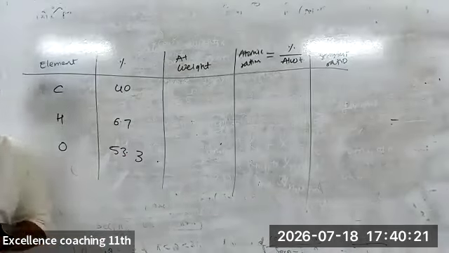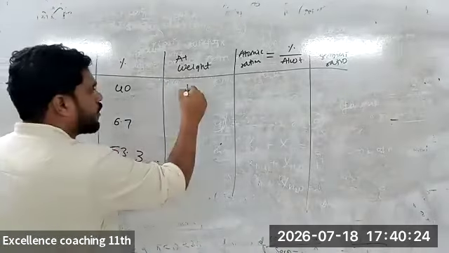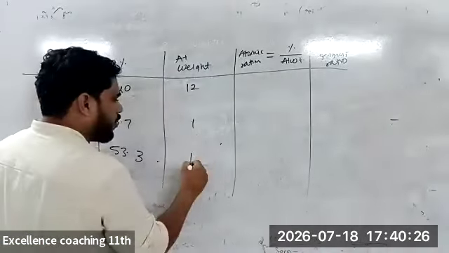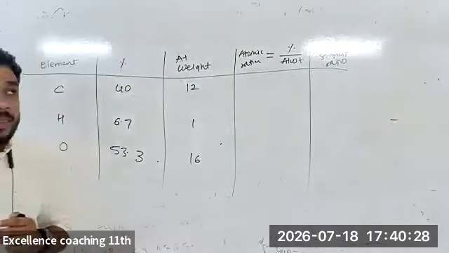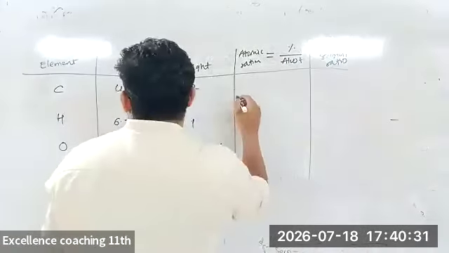53.63%. That is the percentage you will write. Atomic weight we also know. Carbon is how much? 12. Hydrogen? 1. Oxygen? 16. The atomic ratio will be what?